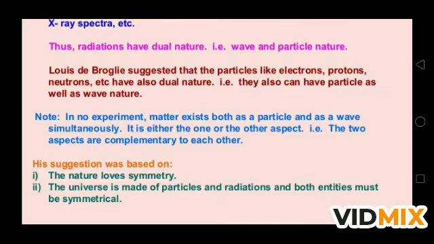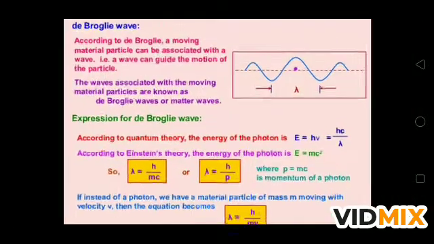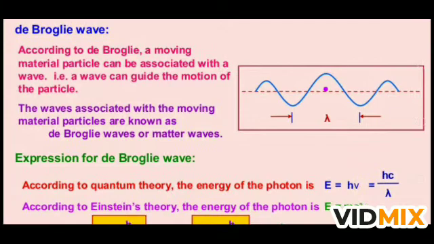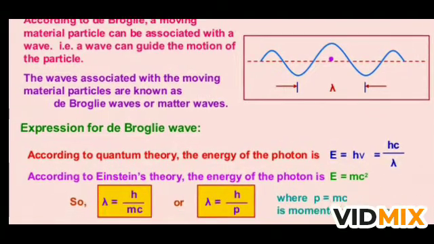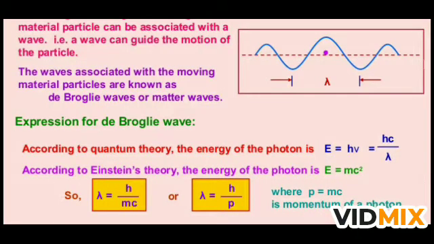The suggestion of de Broglie was based on the nature of symmetry: the universe is made of particles and radiation, and both entities must be symmetrical. According to de Broglie, a moving material particle can be associated with a wave. That is, the wave can guide the motion of the particle. It means de Broglie said that if a material particle is moving, it is like a wave, it is producing a wave.